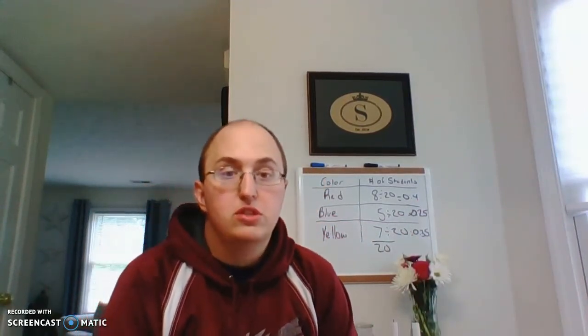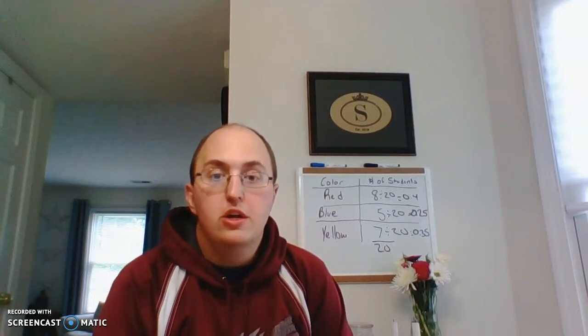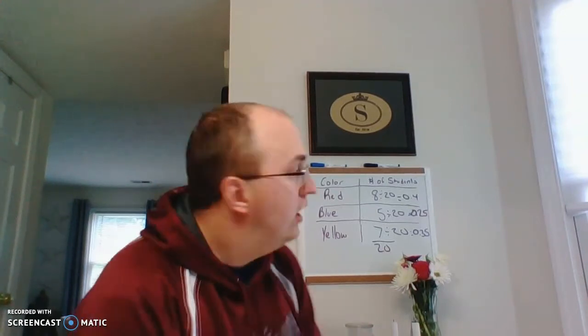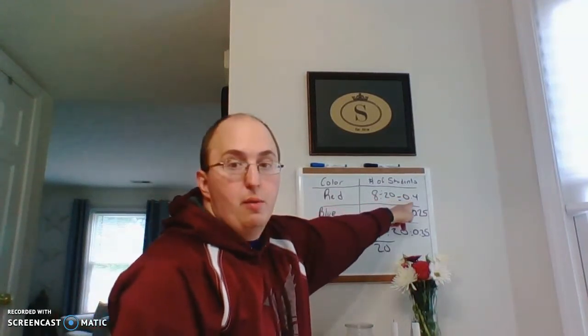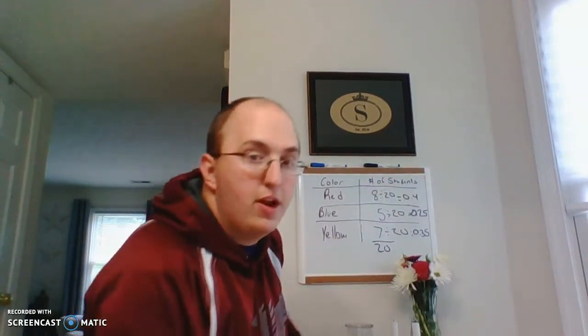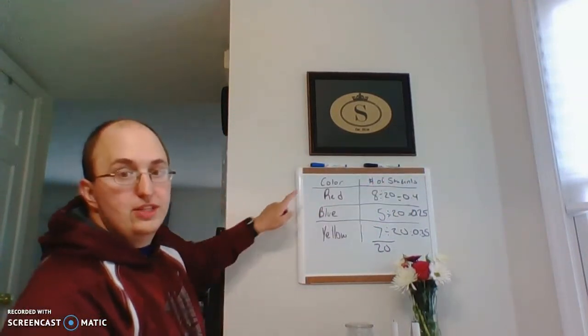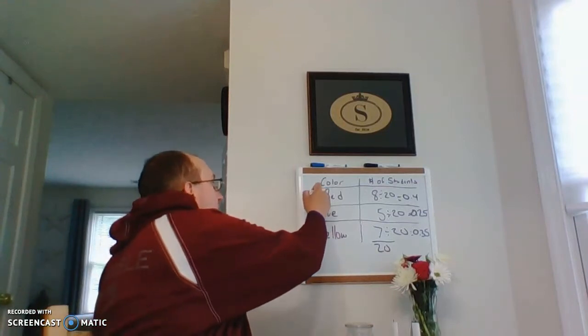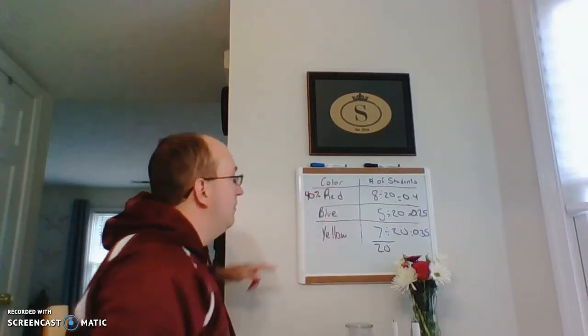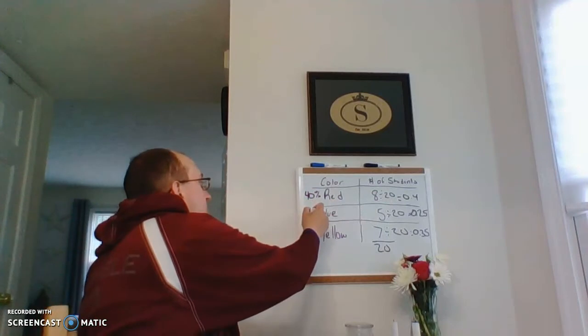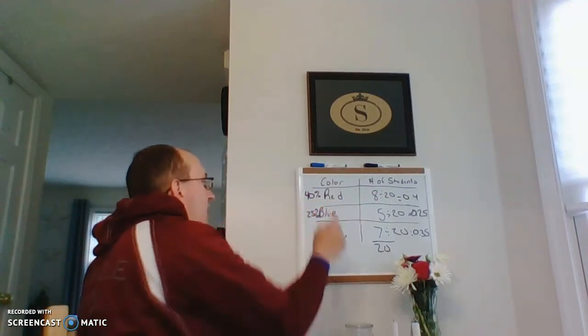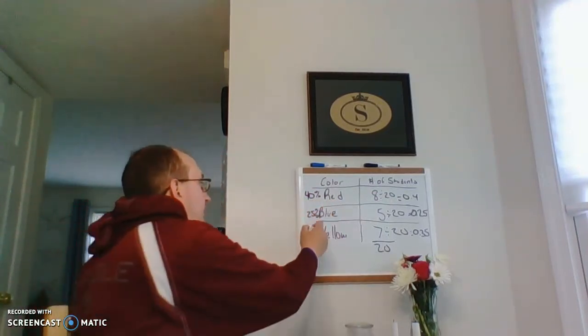And if you remember, to get the percent from them, you just move the decimal twice to the right. So this is going to become 40%. Blue is going to be 25%. And then yellow will be 35%.